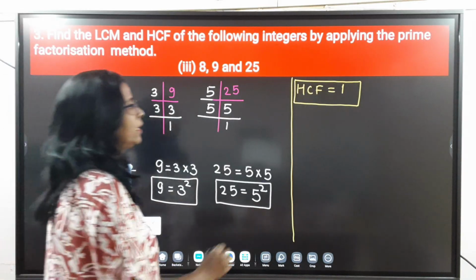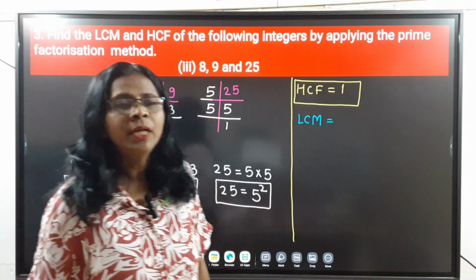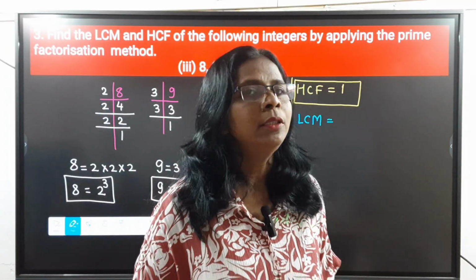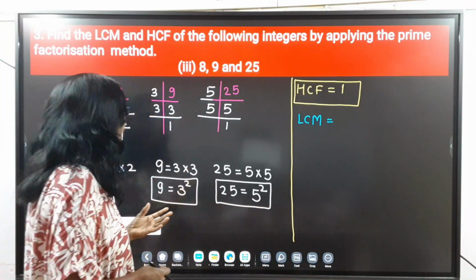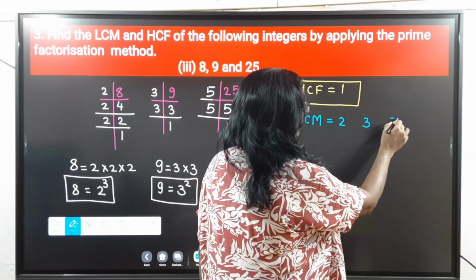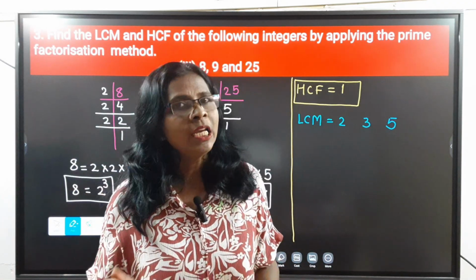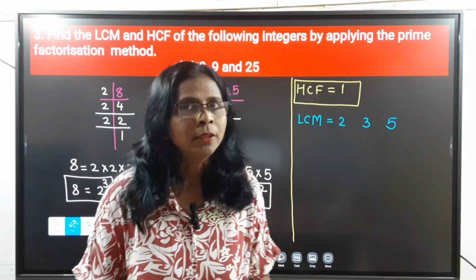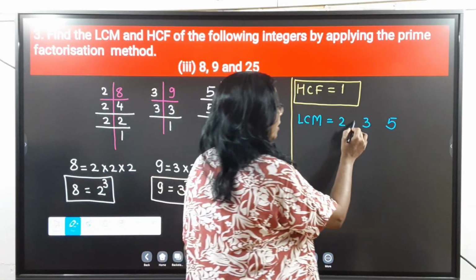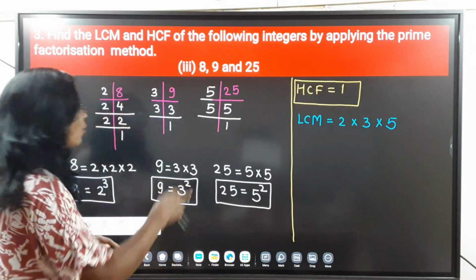Okay, then finding out the LCM. So here LCM is equal to: write down the involved numbers. The involved numbers are 2, 3, 5. That means it is the product of the greatest power of each prime factor involved in the numbers. So that means product, and then write down the highest power or greatest power of these numbers.